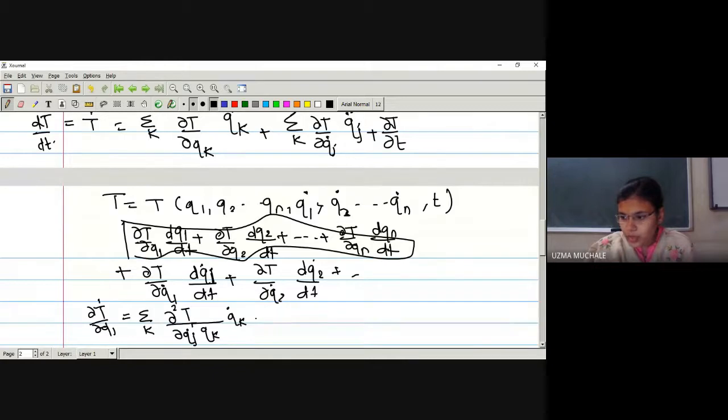This q_k dot is also as it is, correct? So next we have to evaluate the plus, right? What is the next term? We have to keep ∂T/∂q_k as it is. Okay, the first term we will keep as it is.